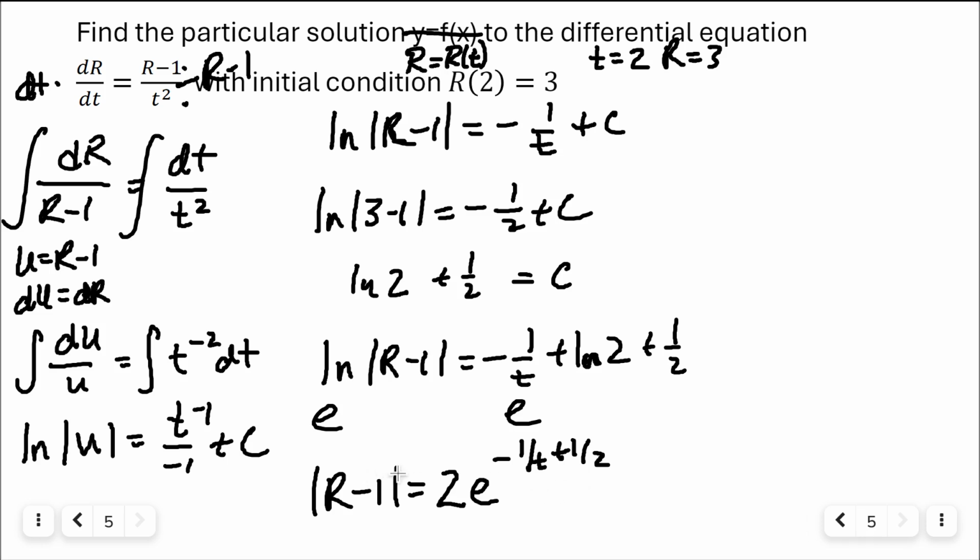All right, now, can I solve this for r? No, there's absolute value around it. Can I add 1 to the other side right now? No, I can't do that either, because that's also in the absolute value. So what am I going to do? I'm going to talk about my definition for the absolute value of r minus 1.